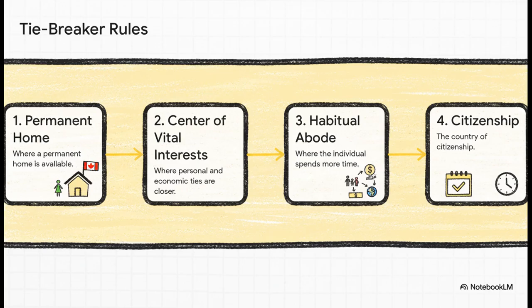First, you look at where the person has a permanent home. If they have one in both, or neither, you move to step 2, their center of vital interests. Where are their personal and economic ties stronger? If it's still a tie, you look at where they habitually live. And only as a last resort, it comes down to citizenship.